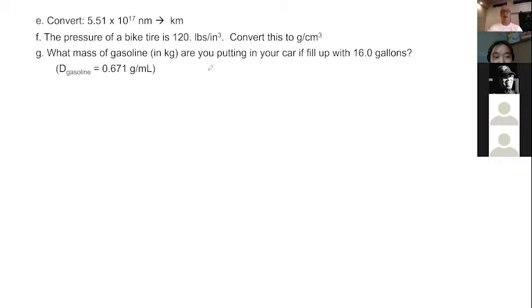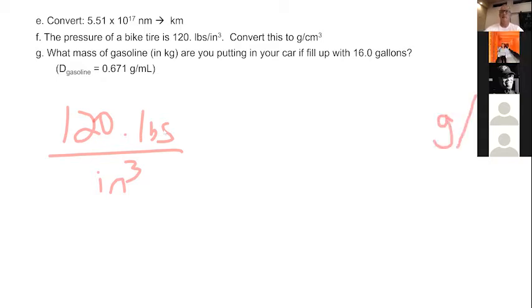So when I get a question like this, any sort of question that's similar, what I generally do is just write down the information I've got. So I have 120 pounds and then inches cubed. And what I want at the end of it is grams and centimeters cubed. So I need to do a couple of changes. I need to convert pounds to grams, and I need to convert inches cubed to centimeters cubed.